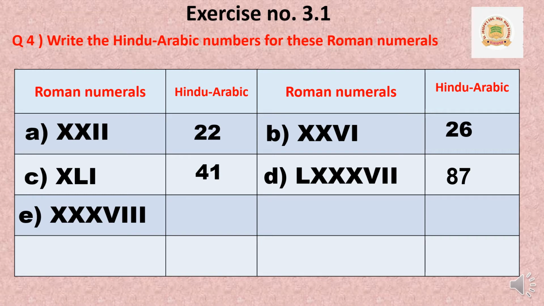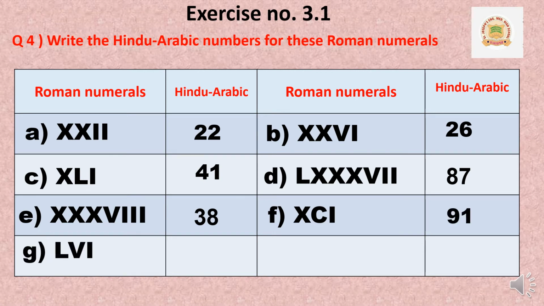Now triple X means, yes, that is 30. Triple XV is 35. 3 I's is 38. Understood? Next F question. XC. In the C we have to minus the X. So 100 minus 10, 90. I means add it. 91. LVI. L is 50. To that add the V, that is 55. Add I, that will become 56.